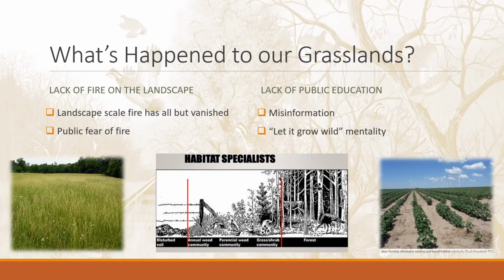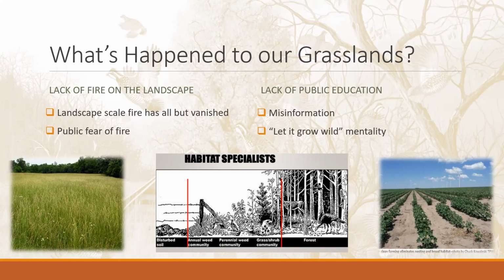A lack of public education has also created problems for our grasslands. Misinformation and a let it grow mentality have prevented proper management of these sites. In addition, campaigns such as the original Smokey Bear, Only You Can Prevent Forest Fires, which they've now changed to Only You Can Prevent Wildfires, led to a fear of fire within the general public. And invasive species that are being introduced as ornamentals are also wreaking havoc, as they often spread into other areas and are difficult to control.